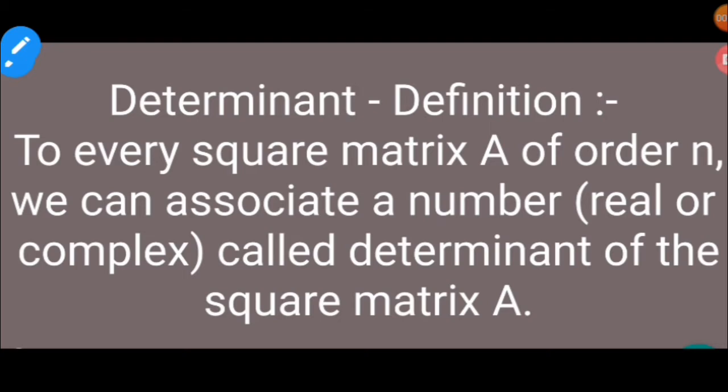Now here is the definition of determinant of a matrix. To every square matrix A of order n, we can associate a number called the determinant of the square matrix A. That is, for every square matrix A, we can find a number associated with it. That particular number is known as the determinant of the square matrix A. Determinant is defined only for square matrices.